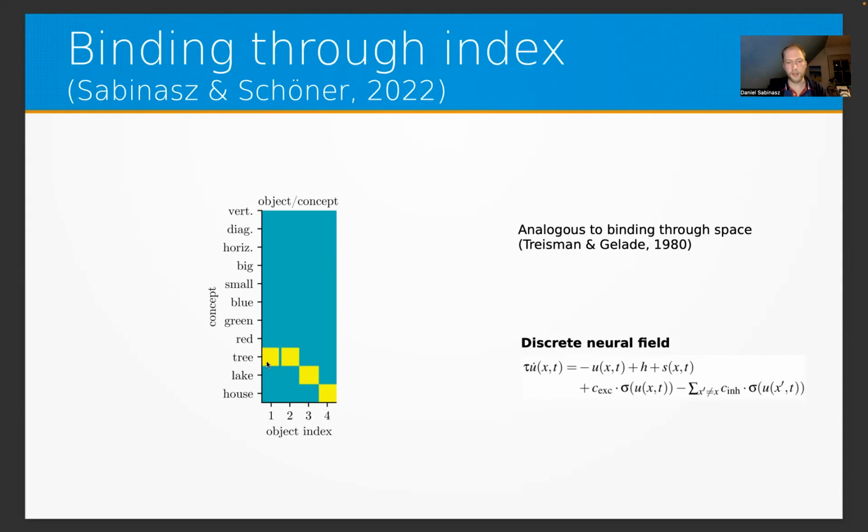So if we look at this yellow peak here, which is now a rectangle because we have discrete dimensions, it is completely analogous to a peak in the neural field. That peak encodes that the object with index 1 is bound to the concept tree. And this other peak here would encode that the object with index 2 is also bound to the concept tree. Similarly, object 3 is bound to lake, and object 4 is bound to house. So this new activation pattern encodes that there's a tree, there's another tree, there's a lake, and there's a house. And it keeps apart these various representations. Importantly, it keeps apart the 2 trees, which we wouldn't be able to do if we just had a single concept node for the tree concept.